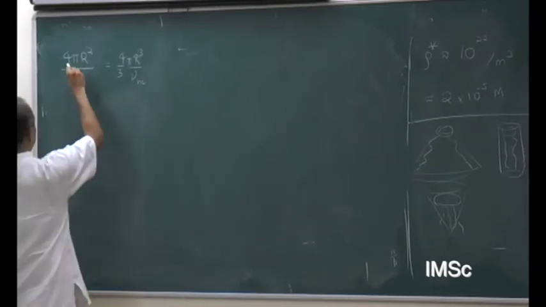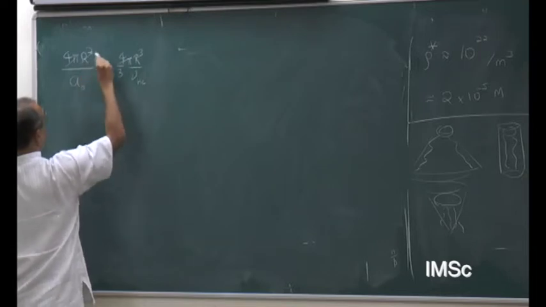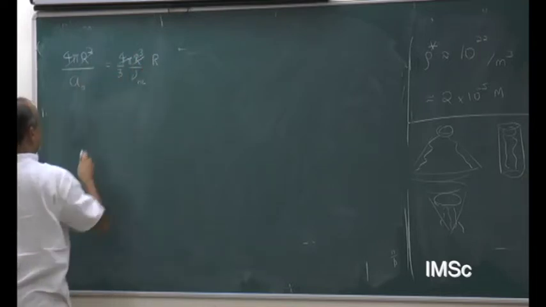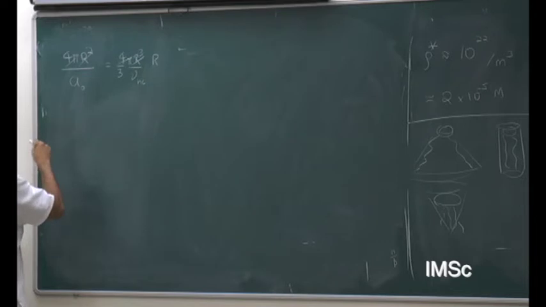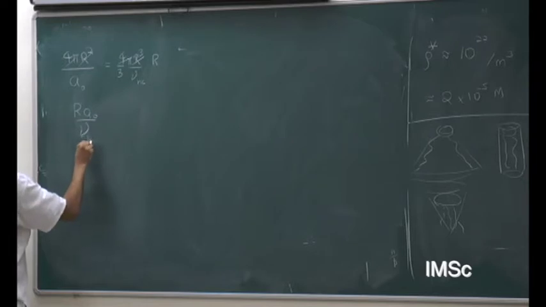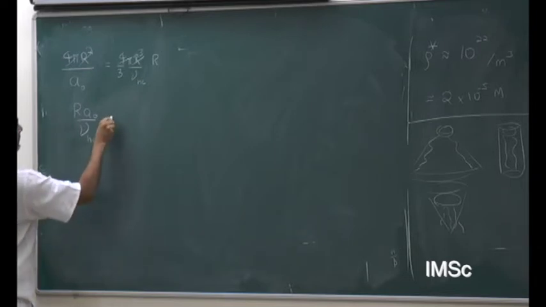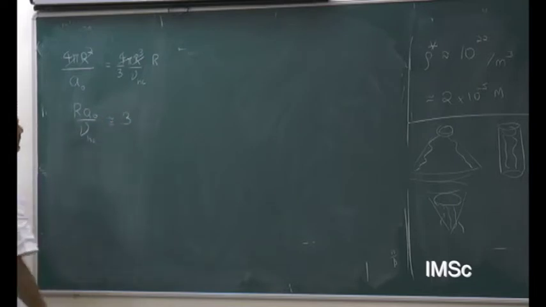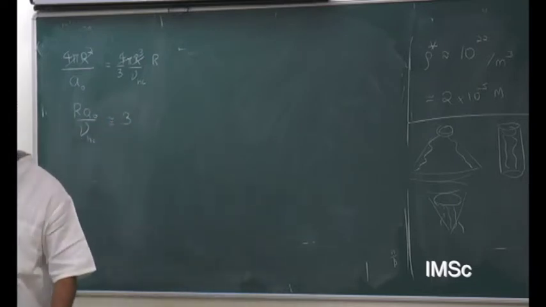So now let us get rid of factors of 4 pi, factors of r, and so on. And then we find that r A naught divided by nu hydrocarbon is 3, or 1/3.